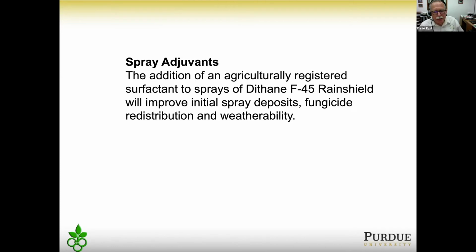And that's something that I think is important, whether for rain fast or for other purposes. If the label lists an adjuvant, I would use that unless you have good reason not to. And this comment on Dithane F-45 said that addition of a registered surfactant will improve initial spray deposits, fungicide redistribution, and weatherability, which I would think includes rain fastness.